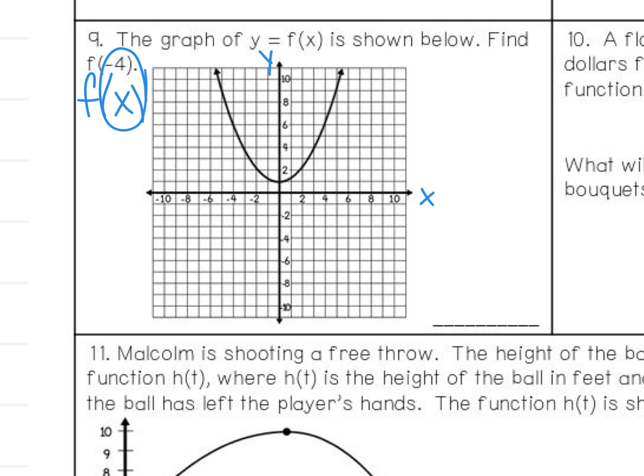Here is negative 4. Yes? We're going to go up. Where do we hit the graph? 6. So we can write f of negative 4 equals 6. Remember, it is a coordinate on the graph. So when x is negative 4 in this particular graph, y is 6.